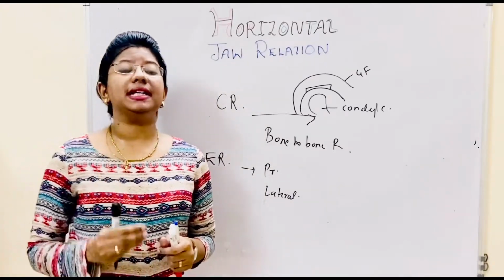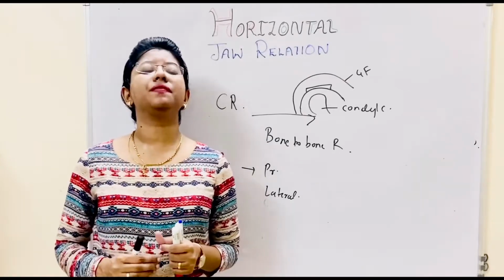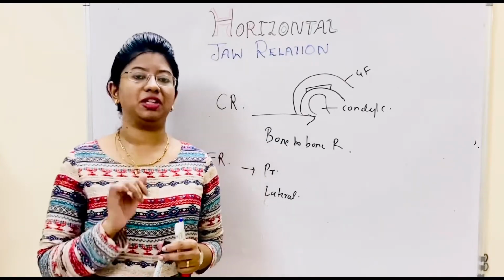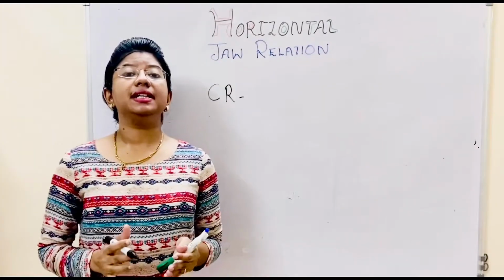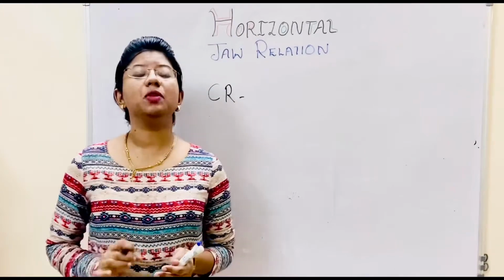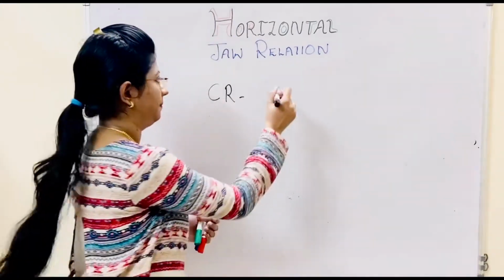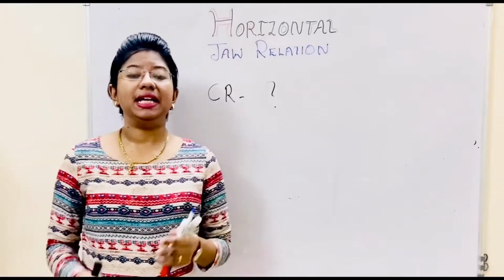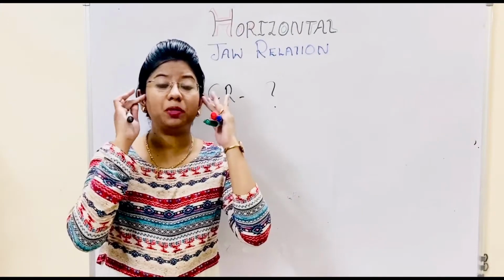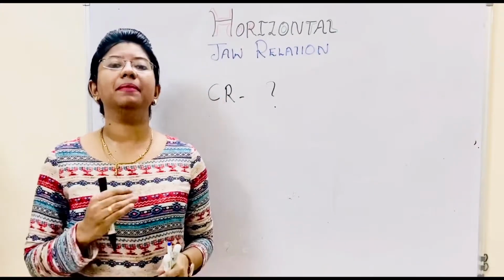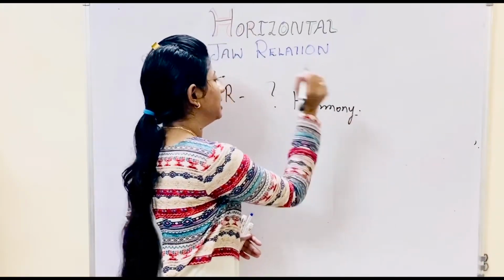Now the point is, why do we need to record the centric relation? What is the importance of recording the centric relation in edentulous patients? Basically, it is considered the most stable position and the most unstrained position. The reason is that in this position, the teeth, the muscles as well as the temporomandibular joint are in harmony. So the main point is harmony of everything.